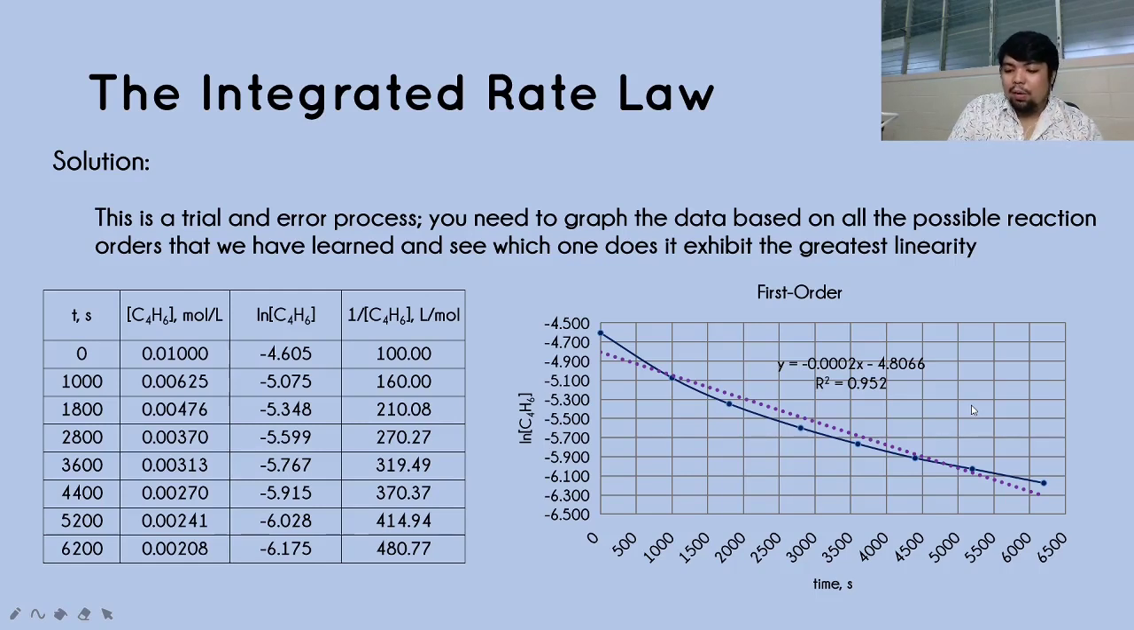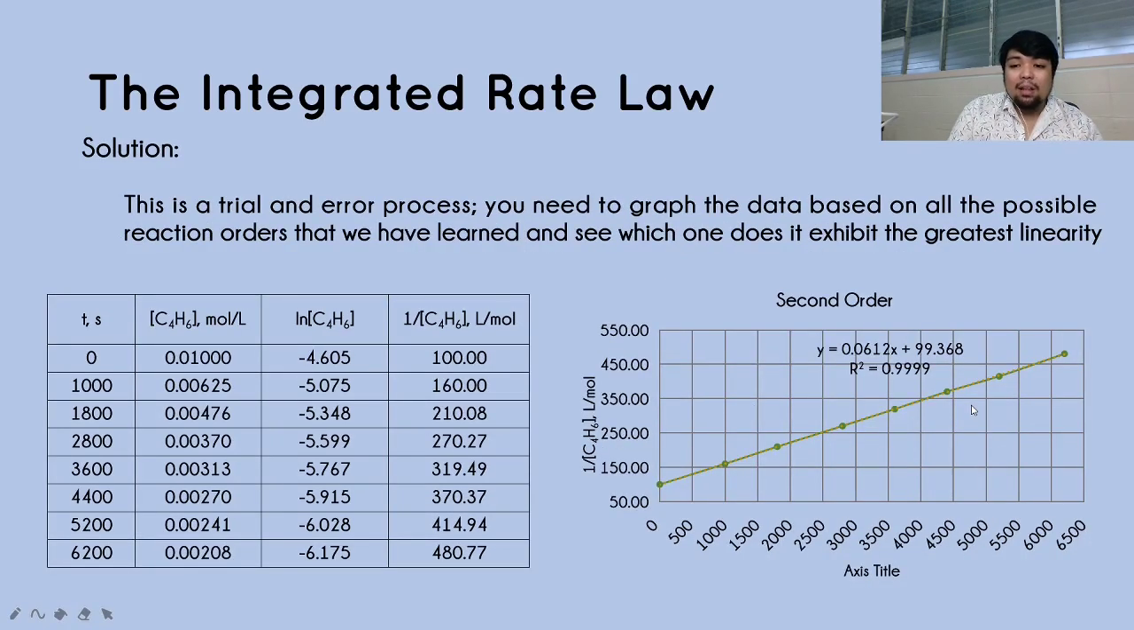But scientists as we are, we want to make sure. So we plot the data for a second order reaction. Sorry, I forgot to put the axis title here. This is actually an acceptable and really, really good r squared. This is almost 1. That means the data collection was really, the experiments were done perfectly.